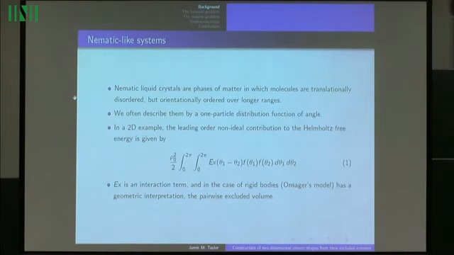If we're then going to go into the statistical mechanics of such systems, then the first non-ideal contribution to the Helmholtz free energy is something like this, which may look familiar from Peter's talk. If f is your distribution function, which tells you the probability of finding a particle with a certain angle, you have this double integral term here. Rho 0 is the number density, so this is how many particles you have per volume. And this thing here, Ex, is an interaction energy which depends on the relative angle between your particles.